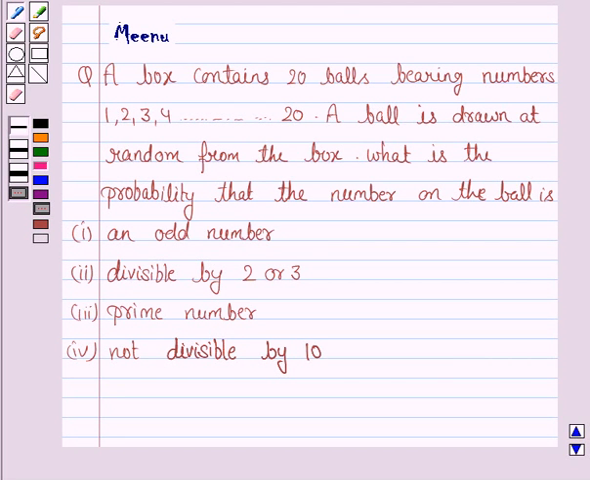Let us discuss the following question. It says, a box contains 20 balls bearing numbers 1, 2, 3 up till 20. A ball is drawn at random from the box. What is the probability that the number on the ball is an odd number, divisible by 2 or 3, prime number, not divisible by 10? So let's now move on to the solution.